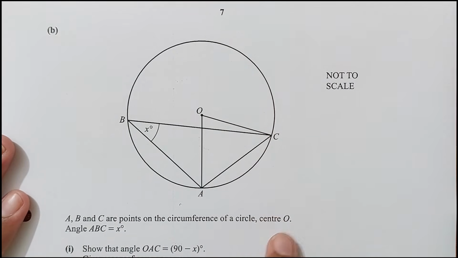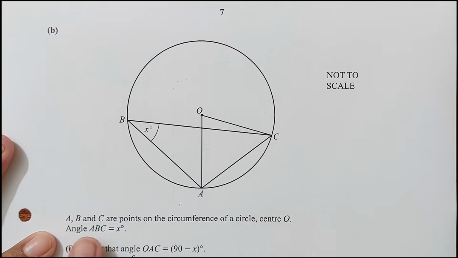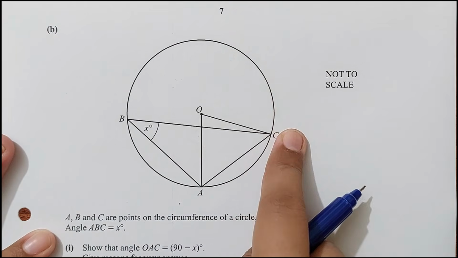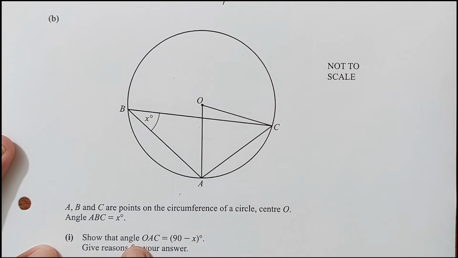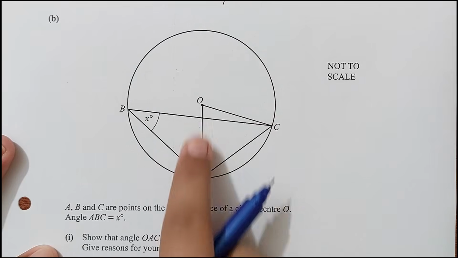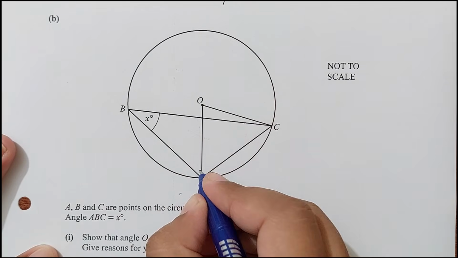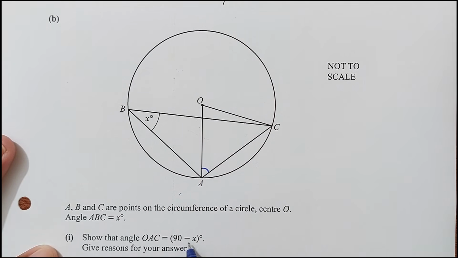A, B and C are on a circle with center O. The angle ABC is x degrees. Number 1: show that the angle OAC is 90 minus x degrees. Give a reason for your answer.